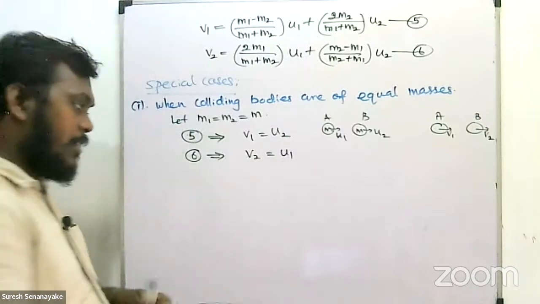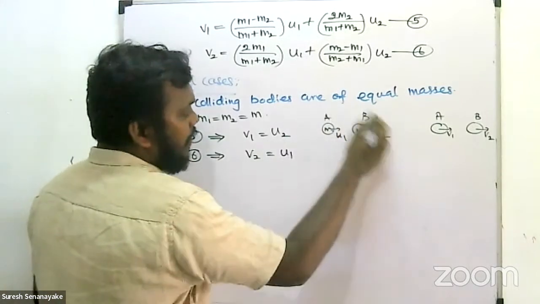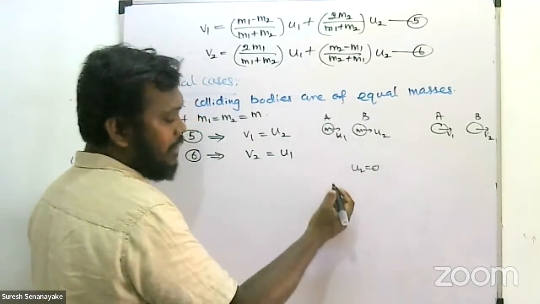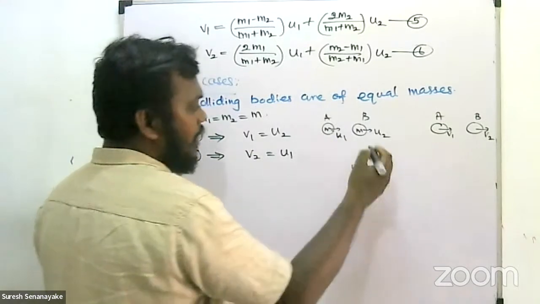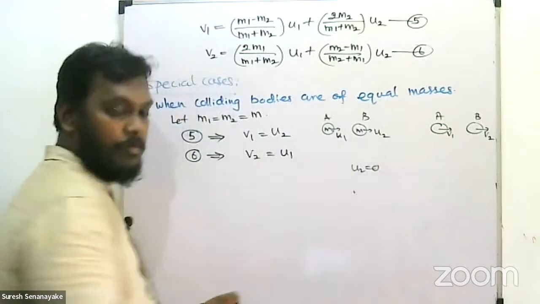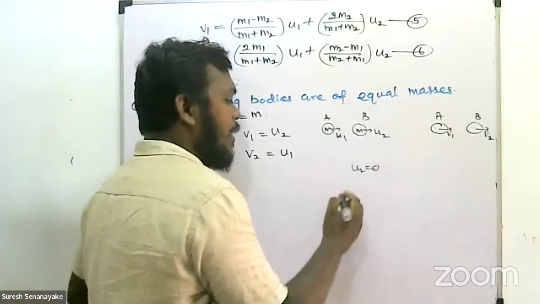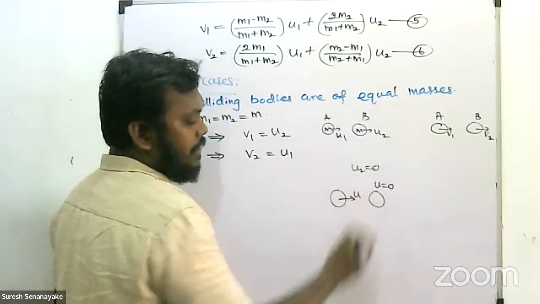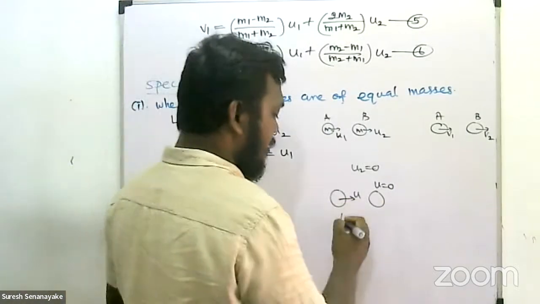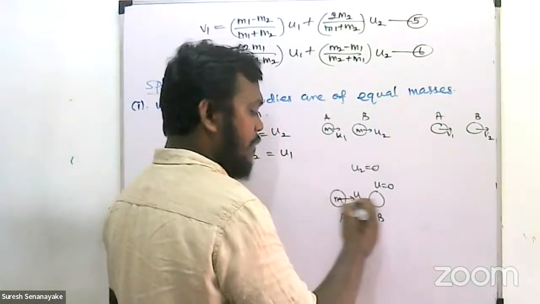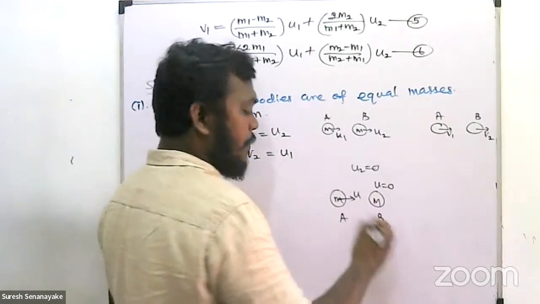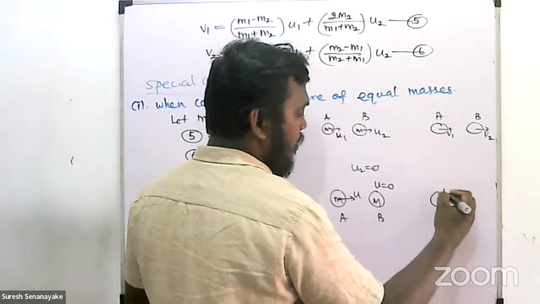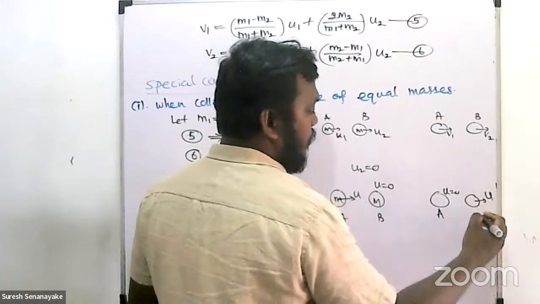Going further, let's say the body B is at rest, u2 is 0. Then what happens? Their velocities interchange, so A becomes 0 velocity and B takes the velocity of A before collision. So if a body is at rest and the other body comes and hits with velocity u, then after the collision, having the same mass and colliding elastically head on, A will stop and B will move with the velocity u.